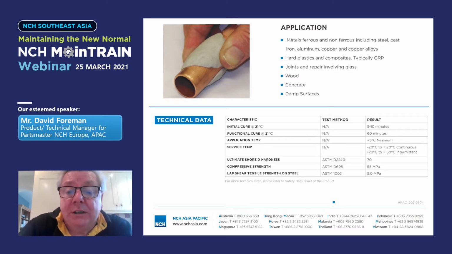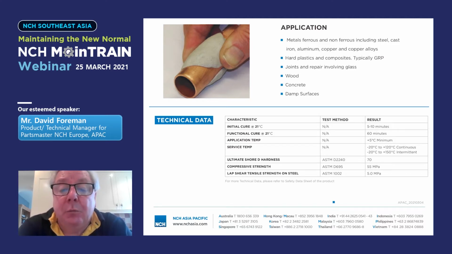The initial cure is a little bit slower. Basically, working time is around about 20 minutes, but you still get a reasonably hard cure within 1 hour, and the shelf life is a little bit less, but it's still a very stable product at 12 months.